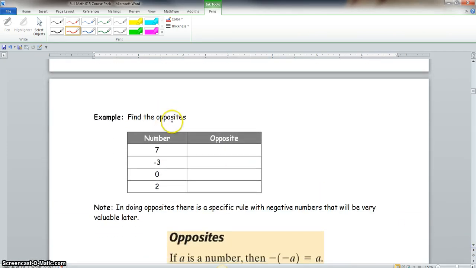It says find the opposites. We have 7. The opposite of 7 is -7. The opposite of -3 is +3. You don't have to write the plus sign in front of the 3. The opposite of 0 is just 0. And the opposite of 2 is -2.